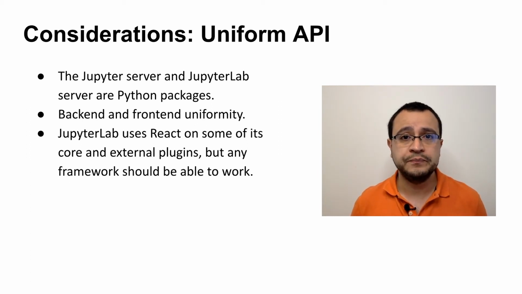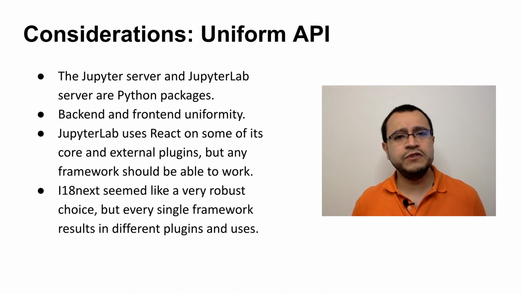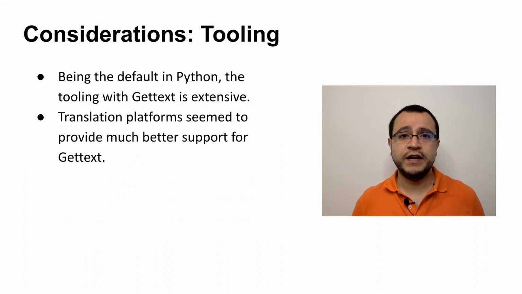we want other extension developers to be able to rely on any other framework. i18next seemed to be like a very robust choice, but it resulted in different plugins and syntax depending on the framework you had to work with. Also, this one was only focused on the front-end side of things. The tooling with Python around Gettext is huge, and in the server side, where most of the heavy lifting is taking place, it seemed like the better fit.